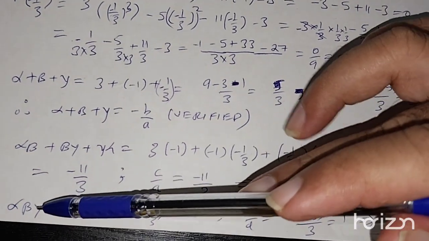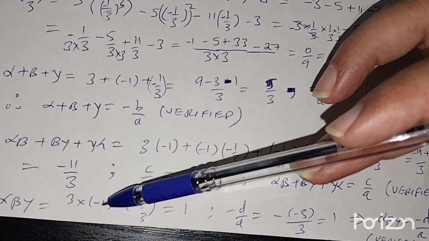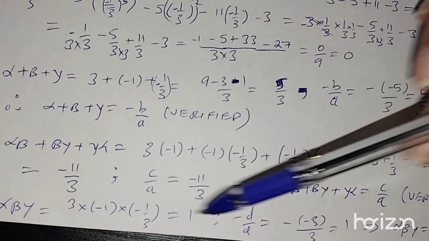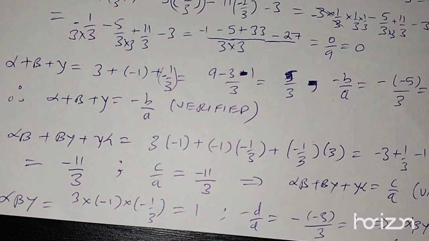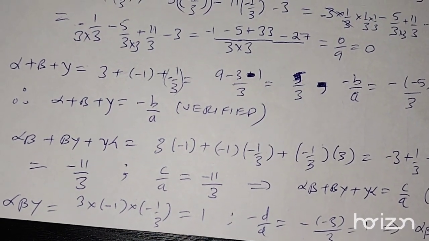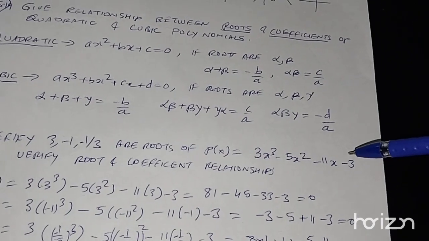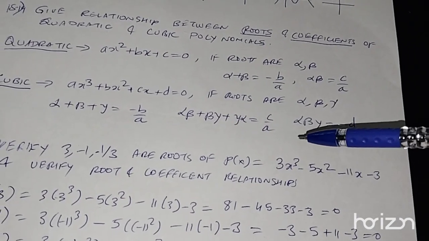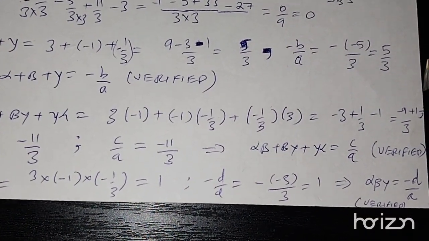Okay. Similarly, if you multiply all the three roots, alpha into beta into gamma, you'll get 3 into minus 1 into minus 1 by 3. Minus into minus is plus, and the 3s will cancel, you'll get 1. And what is minus d by a? Minus d is minus of minus 3, which is 3. And what is a? That is also 3. So minus d by a, you'll get minus of minus 3 by 3, that is 1. So alpha beta gamma is equal to minus d by a, which is verified.